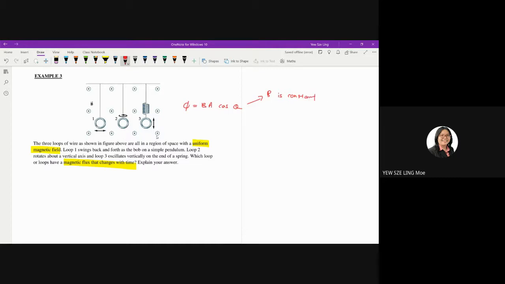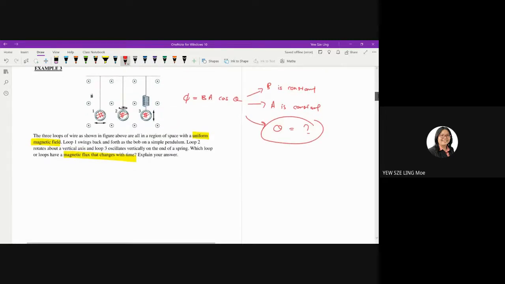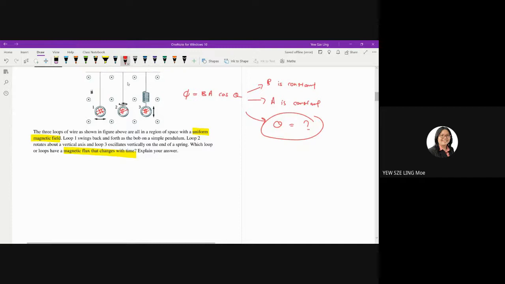And the second thing is you have three loops, and they all have fixed shapes. So they all have a constant A in this motion. So A is also constant, meaning that the flux won't be affected by B and A. So what is going to happen right here? We want to see what happens to the angle. That is what we want to check. So let us sketch a diagram. Initially, this is the diagram that we have.